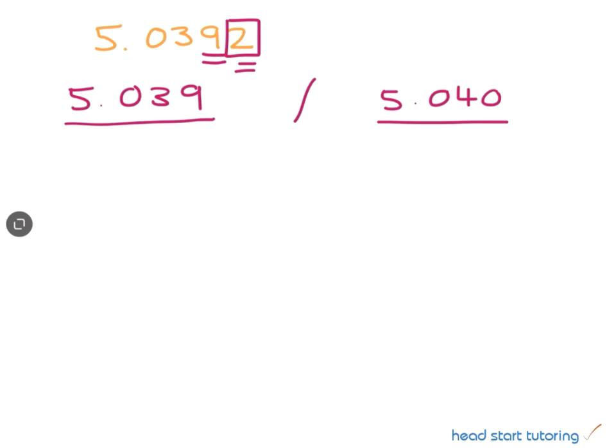or greater. But because our 2 in the 10 thousandths column is less than 5, rounding the number 5.0392 off to the nearest thousandth will give us an answer of 5.039, because our number is closer to 5.039 than it is to 5.040.